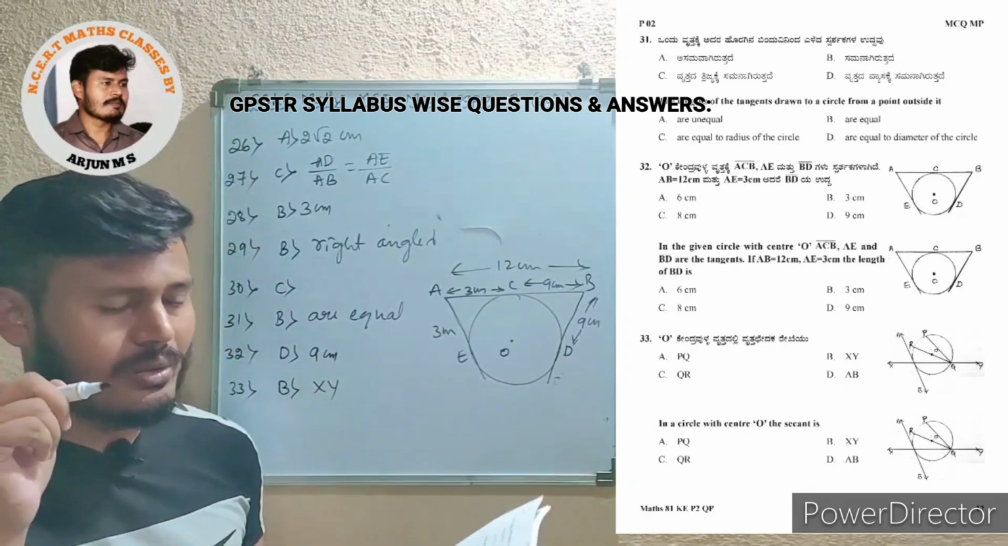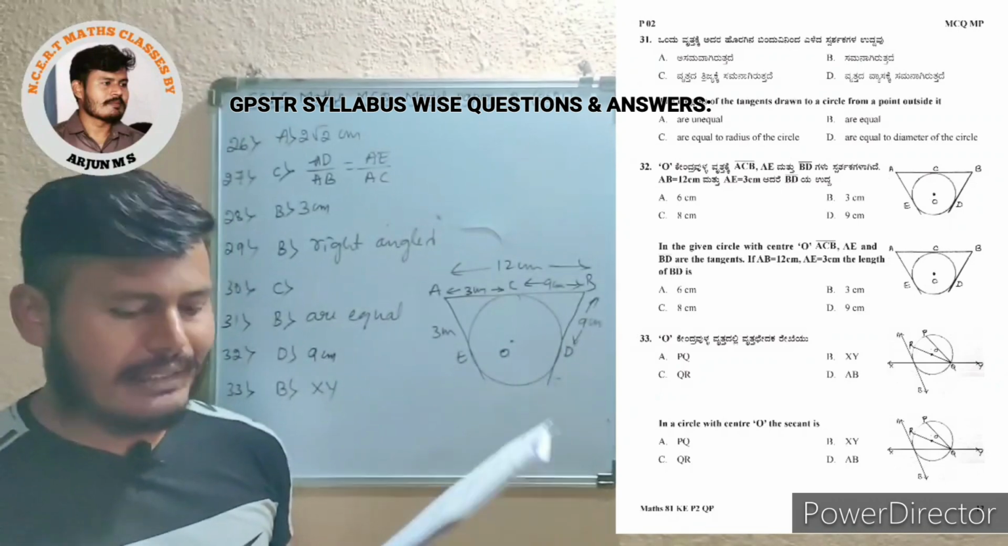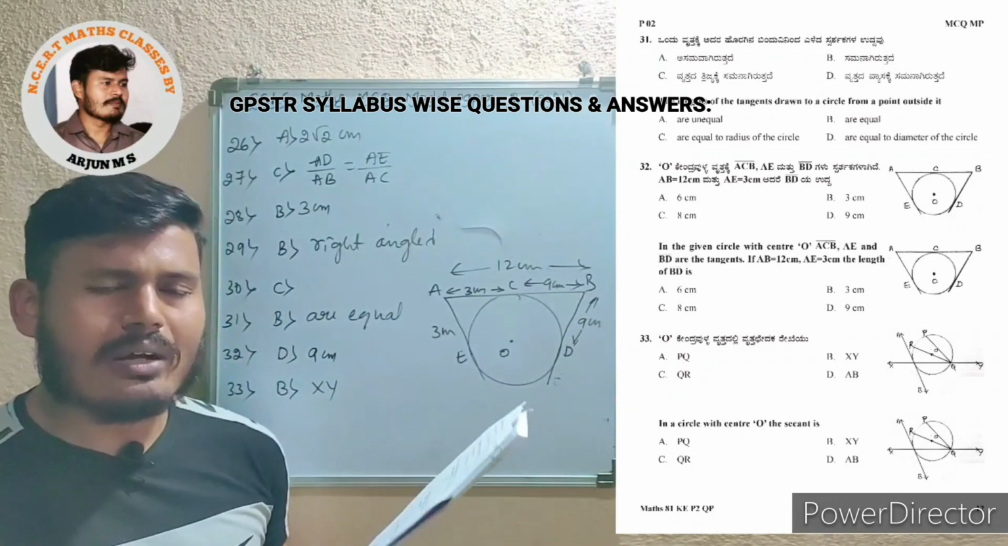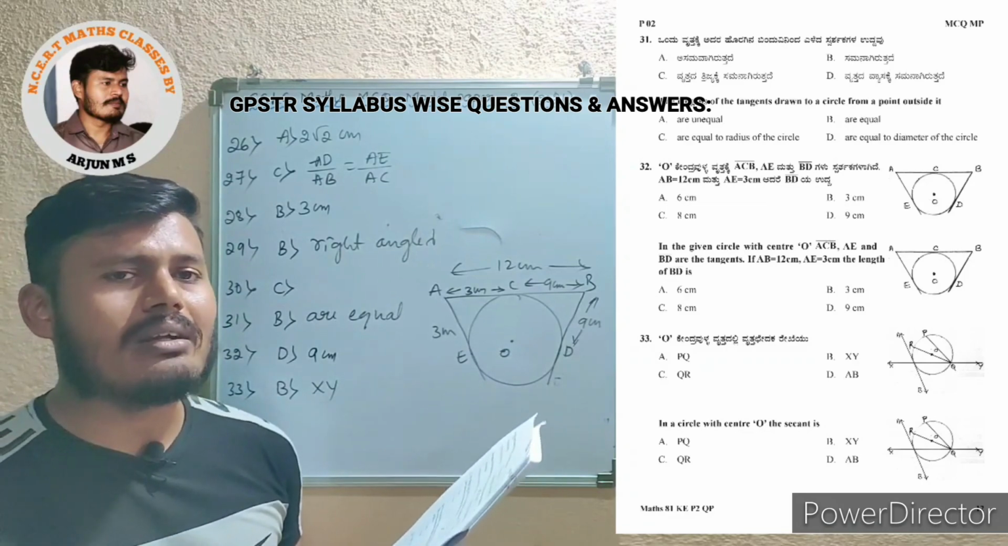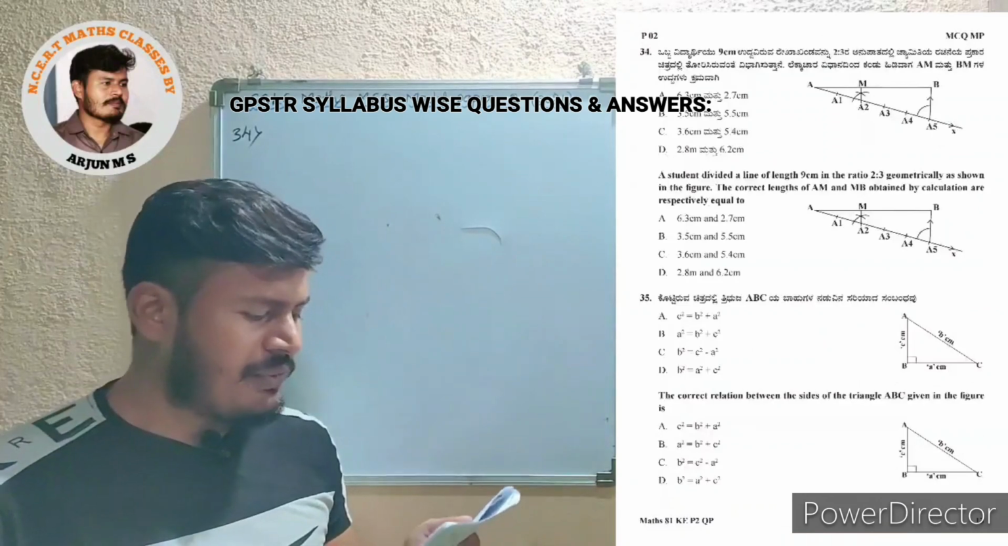They are asking you to write the secant. So what is the tangent here? AB is the tangent, right? PQ is a chord and RQ is also a chord, but that is called a diameter, or the biggest chord of a circle, right? Then to the 34th question.